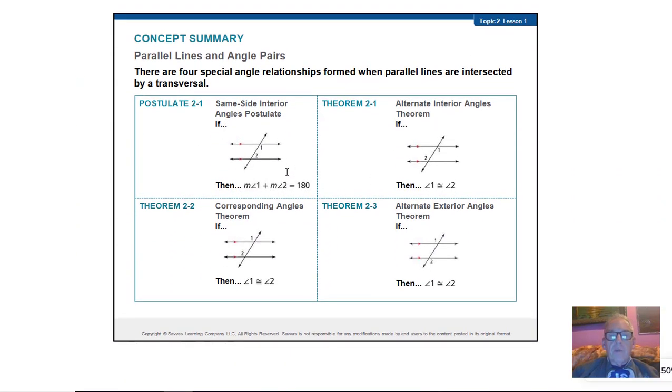And here's our concept summary. Same side interior angles postulate: same side interior angles are supplementary. Our theorem, alternate interior angles theorem: alternate sides inside, they're congruent if the lines are parallel. Corresponding angles, same side: if the lines are parallel, these corresponding angles are congruent to each other. And alternate exterior angles, angles that are outside and on opposite sides of the transversal, are going to be congruent if you have parallel lines cut by a transversal.